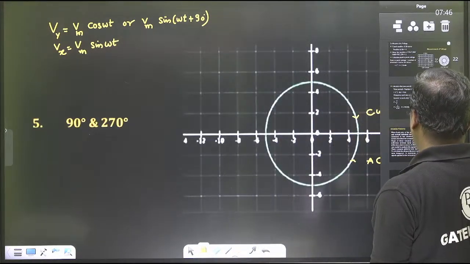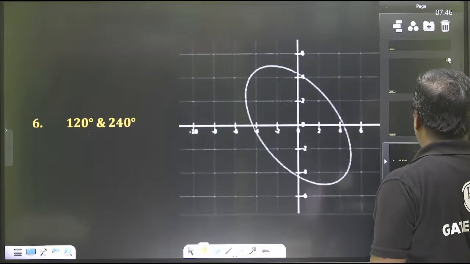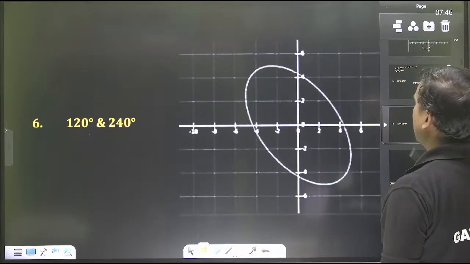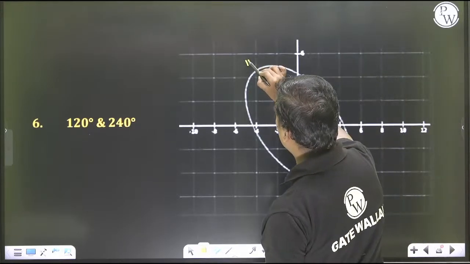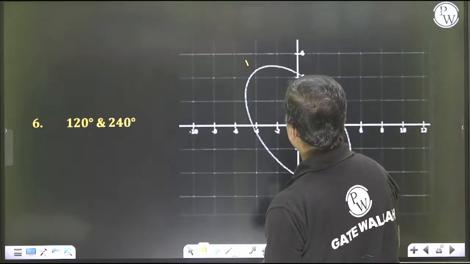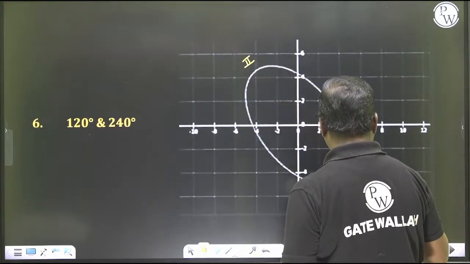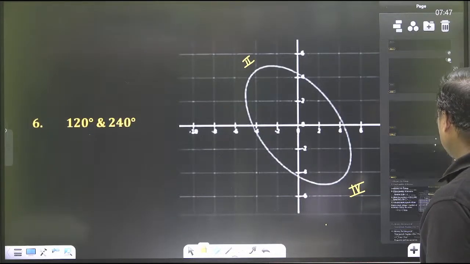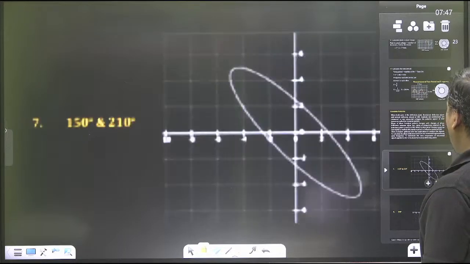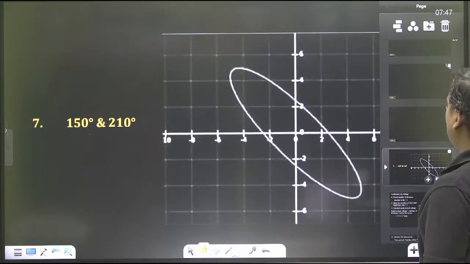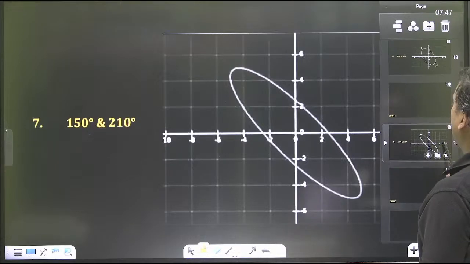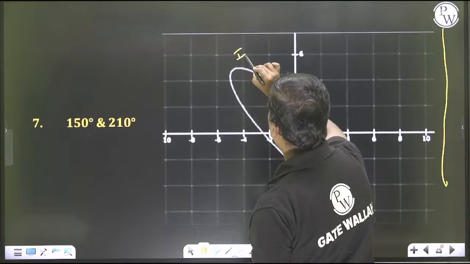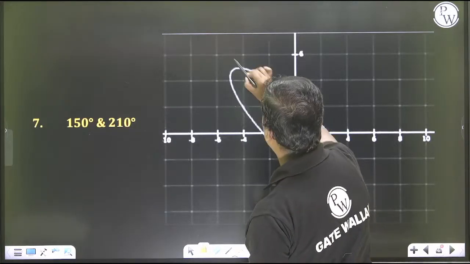Once it crosses 90, we are again going to get an ellipse, but this time a clockwise ellipse, as long as it is less than 180 degrees, in the second and fourth quadrants. So this is about the ellipse. Less than 180 it will be clockwise only. Again this is also an ellipse at 150 and 210, which comes in the second and fourth quadrants.